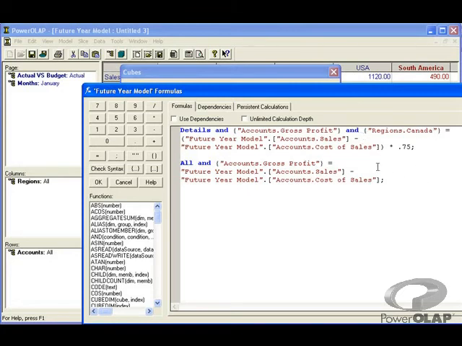What else can be specified on the left-hand side of a formula? These examples show member lists, specific members within each dimension that you want on the left-hand side. You can select multiple members within an individual dimension. So if we wanted gross profit and some other member along the accounts dimension to be calculated, we could specify gross profit, comma, and the other member.